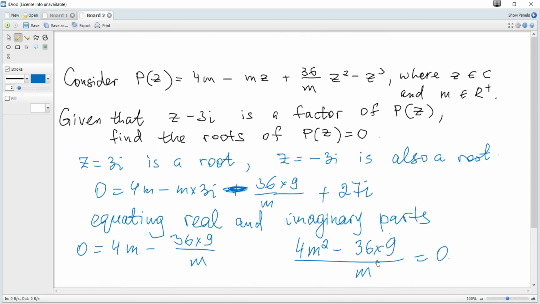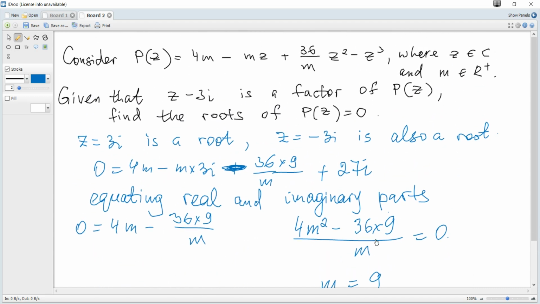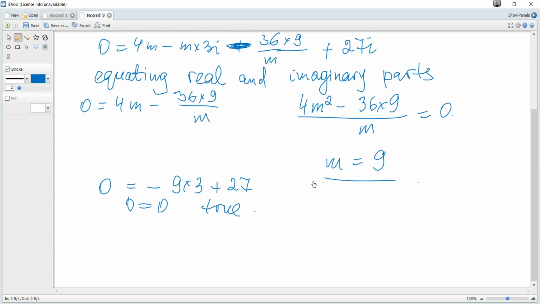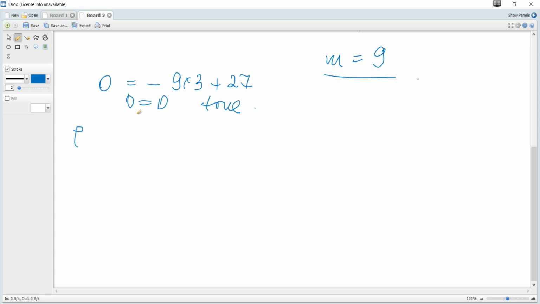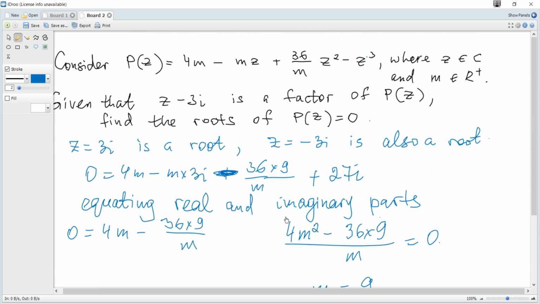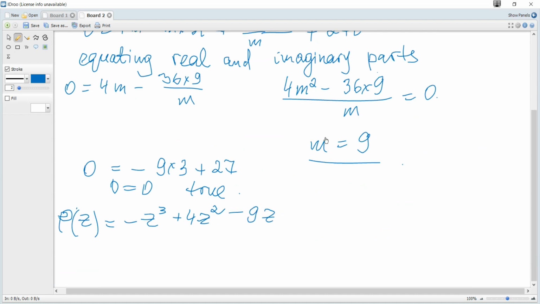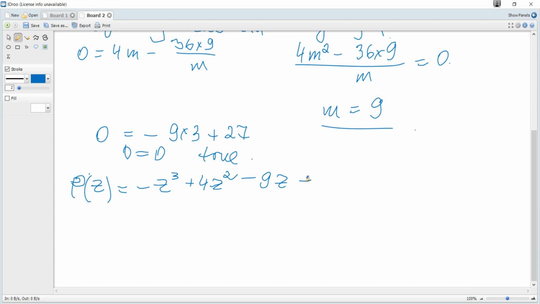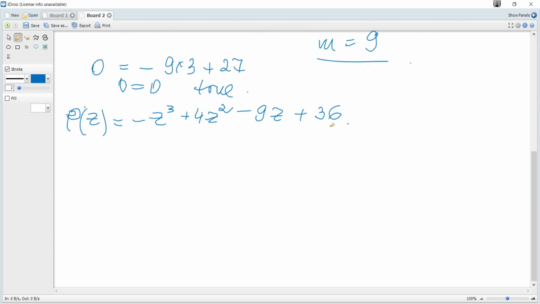And now our polynomial becomes, let's rewrite it starting from the greatest power, negative z cubed plus 4z squared minus 9z plus 36. And according to the remainder theorem, it can be represented as z minus 3i multiplied by z plus 3i multiplied by another polynomial of z, without remainder, because 3i and negative 3i are roots.